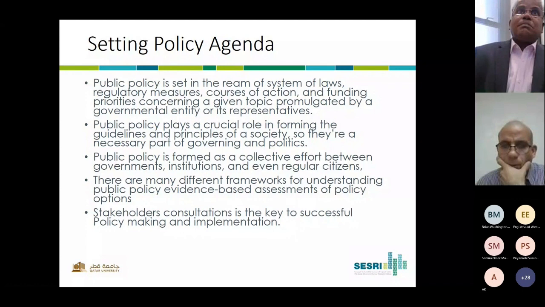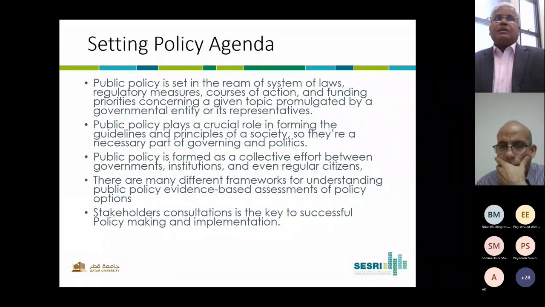So the first one, setting policy agenda. How to set policy agenda: identify a problem, examine evidence, synthesize evidence, make conclusions, and implement policy. The first step is setting policy agenda.